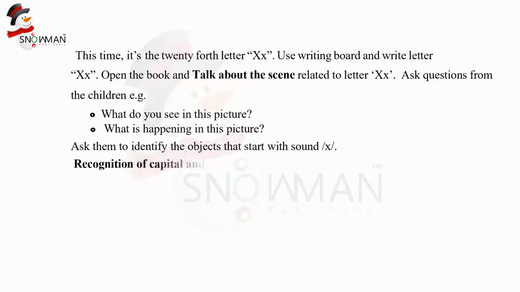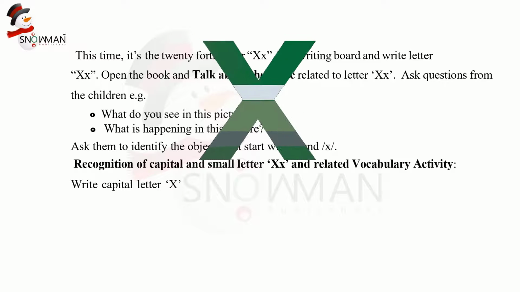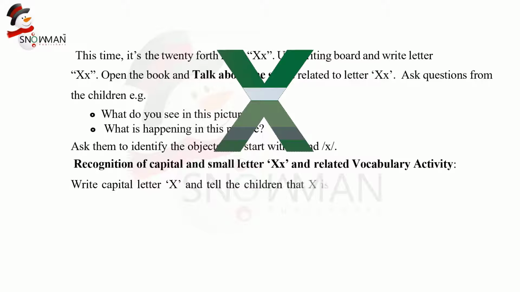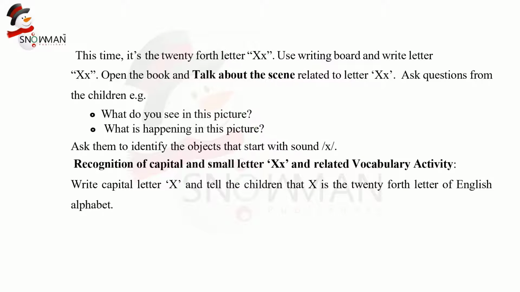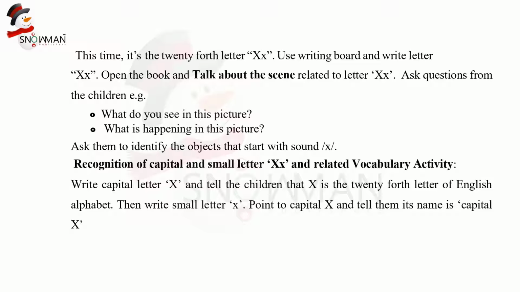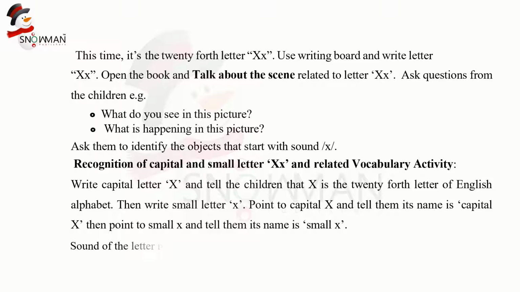Recognition of capital and small letter X and related vocabulary activity. Write capital letter X and tell the children that X is the 24th letter of the English alphabet. Then write small letter X, point to capital X and tell them that its name is capital X. Then point to small x and tell them that its name is small x. The sound of the letter remains the same whether it is capital or small.